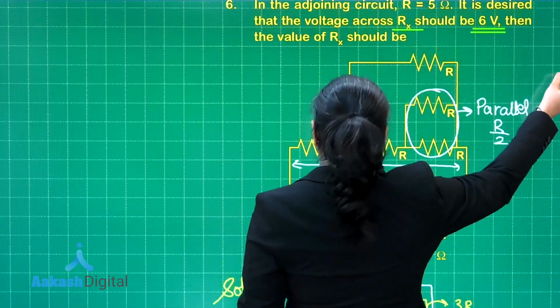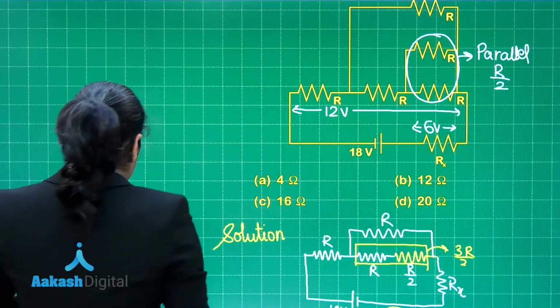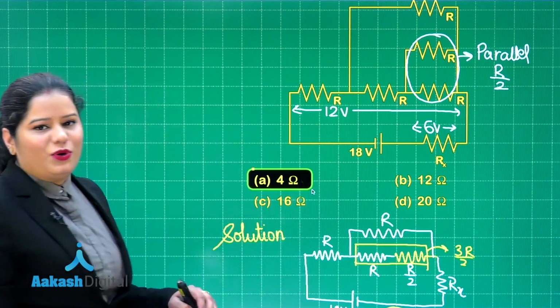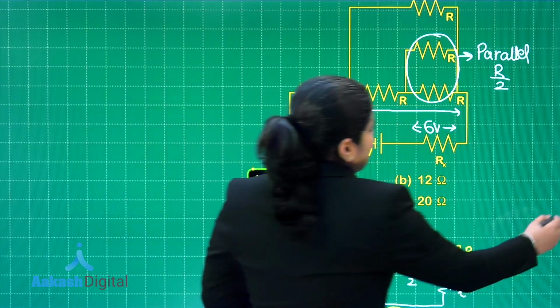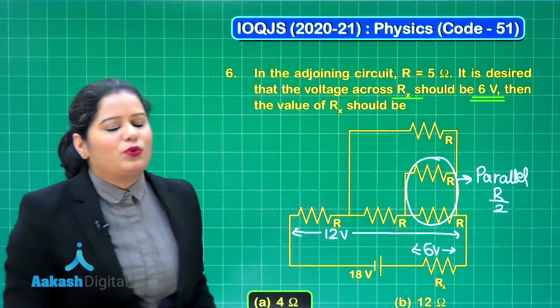If you have a look onto the options, you can clearly see over here option A is the correct option. So let me just put that into the box. Okay, so 4 ohm is the value of Rx. So this question was again a pretty simple question.